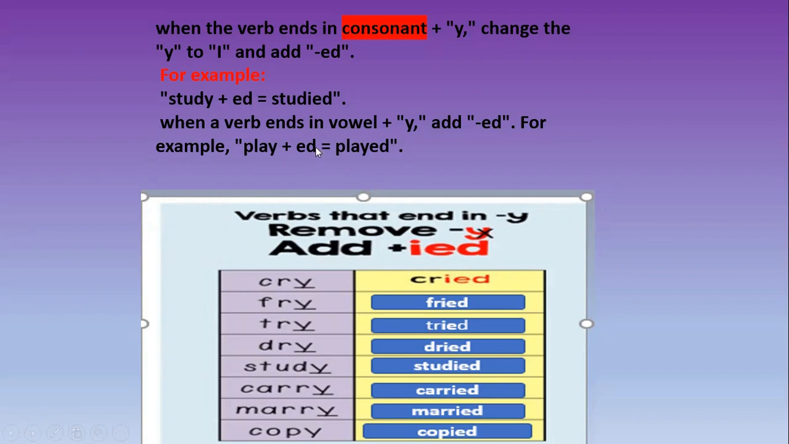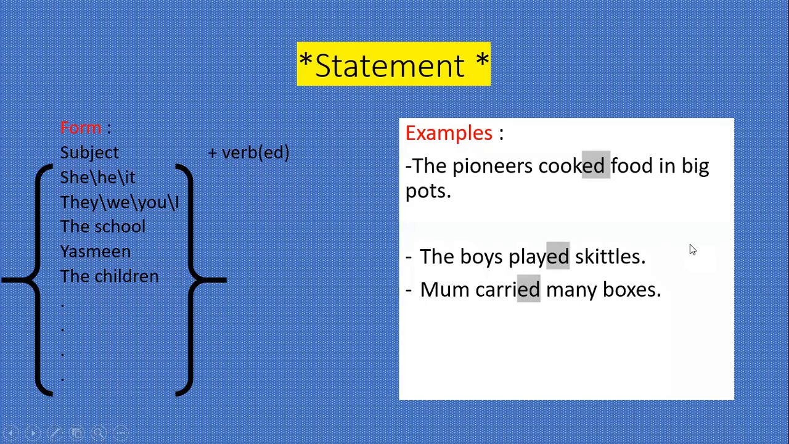Look at here. Here we have verbs that end in Y. We remove the Y and add IED. Look at these words. They all end in consonants plus Y. R, D, R, P, they are all consonants. So we change the Y into I and we add ED.